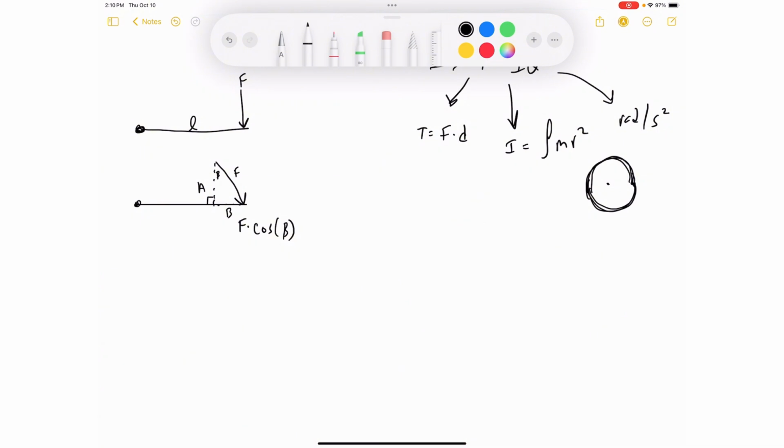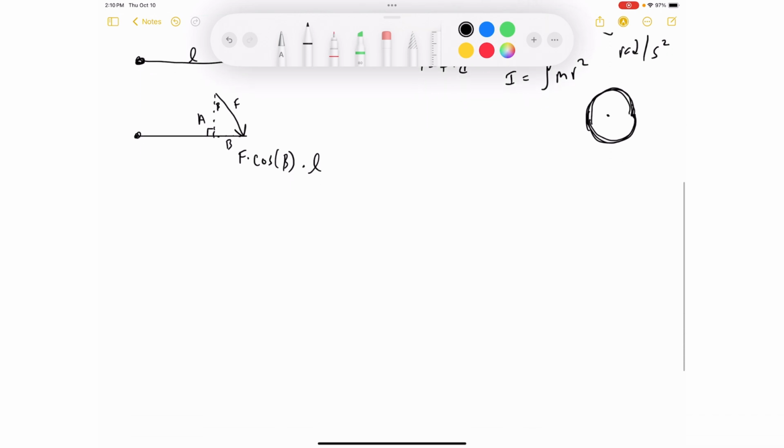And that would give you the force at 90 degrees. And so you would take that, and then you'd multiply that times your length, L. Okay? And then that would give you your torque.